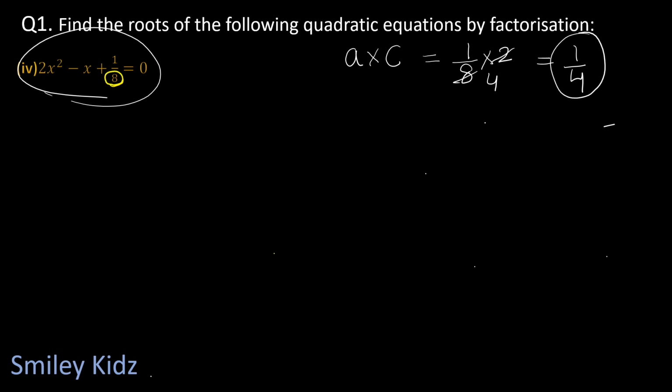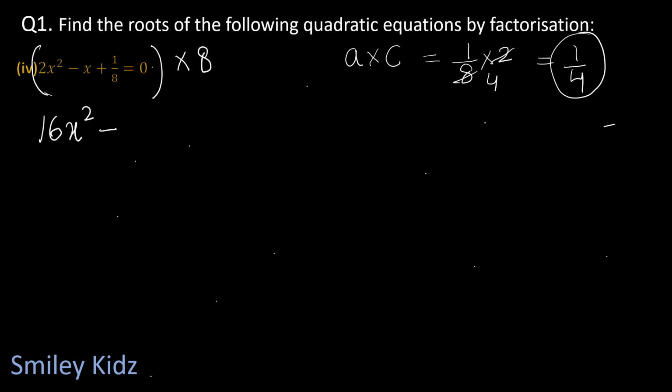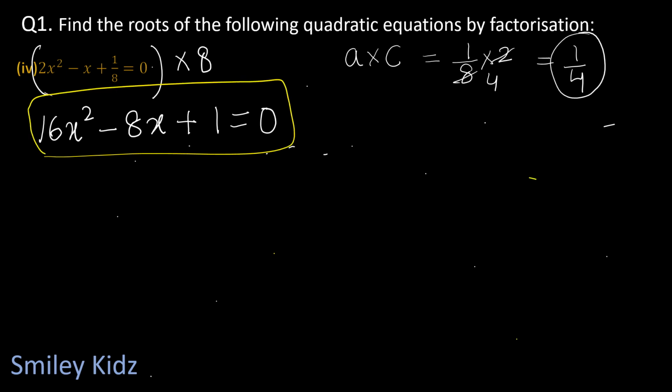Since we have the denominator as 8 and we just want to eliminate this denominator, we're going to multiply the entire equation with 8. So this turns out to be 16x square minus 8x plus 1 equals to 0. Now this is a simpler quadratic equation we acquired. Now a into c will give you 16. And the factors of 16 would be 4 into 4, 2 into 8 and so on. But I feel that 4 into 4 is accurate. Let me just try it out.